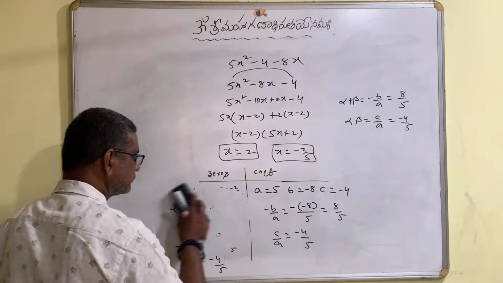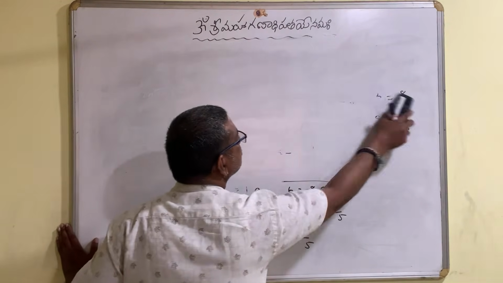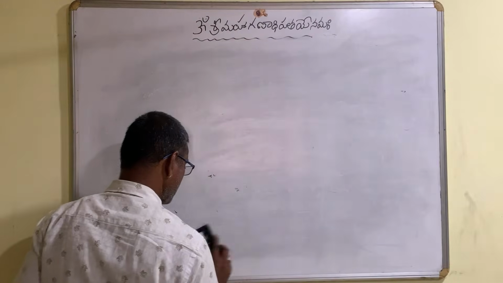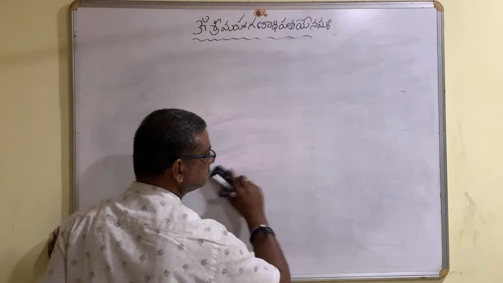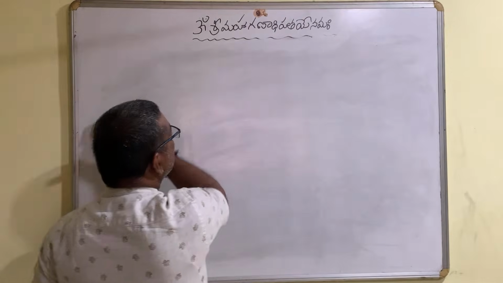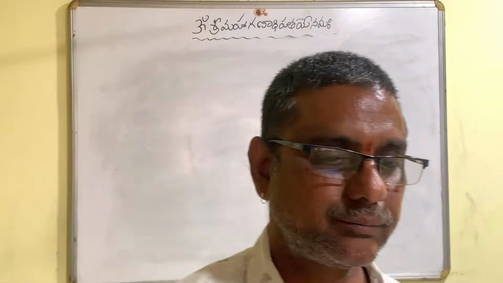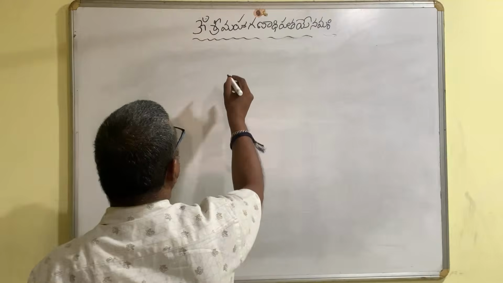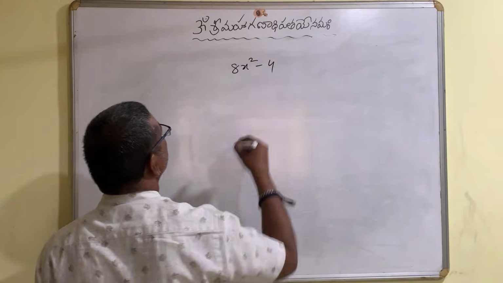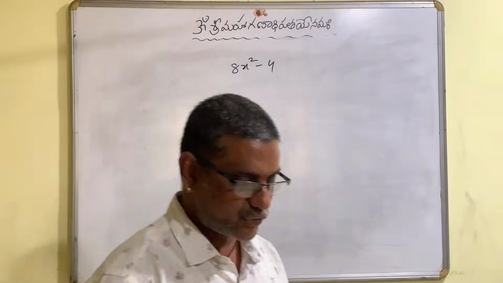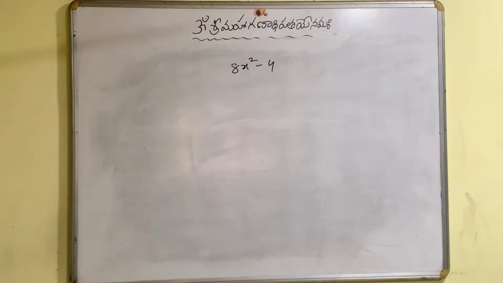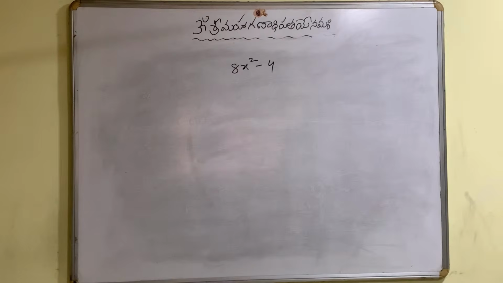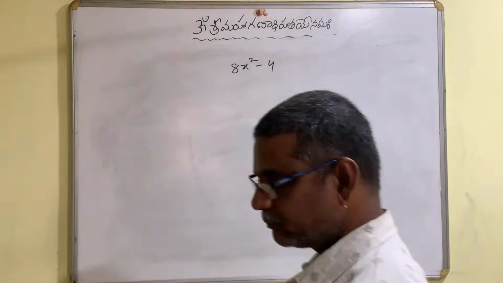Now consider one more problem. 8x square minus 4. Find the zeros of the given polynomial and verify the relation between zeros and coefficients.